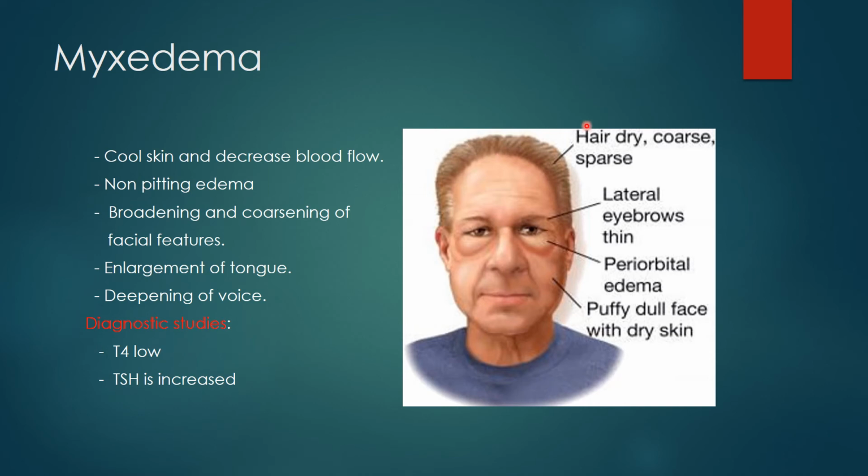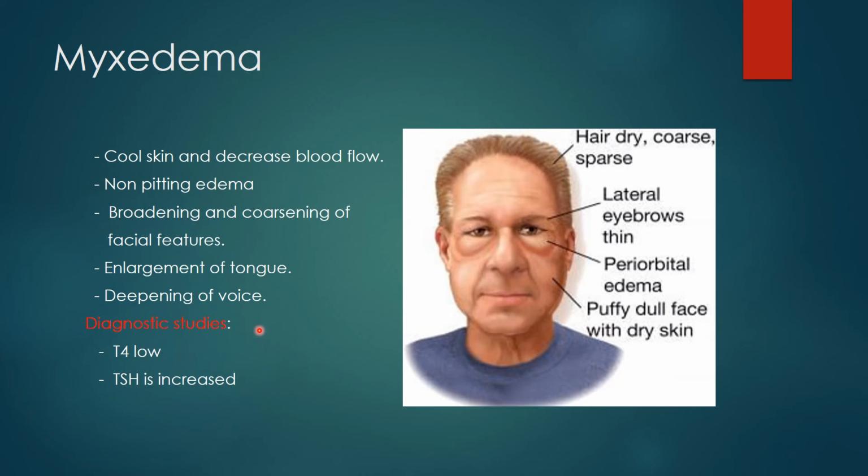As you can see in this picture, the person presents with dry, coarse, sparse hair. The eyebrows will be thin at the lateral end. There will be periorbital edema and the face will be puffy. Like you can see, the cheeks are puffy and dull with dry skin.